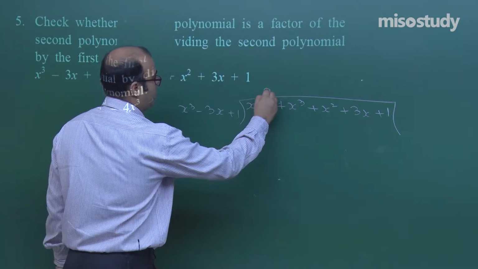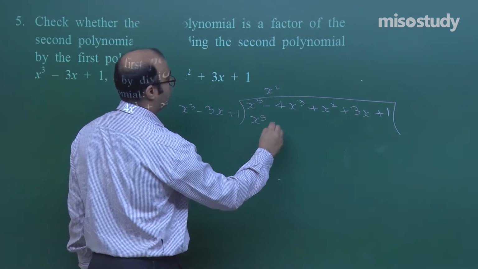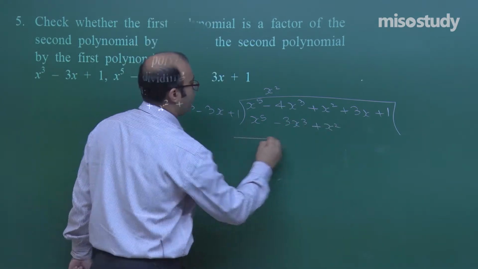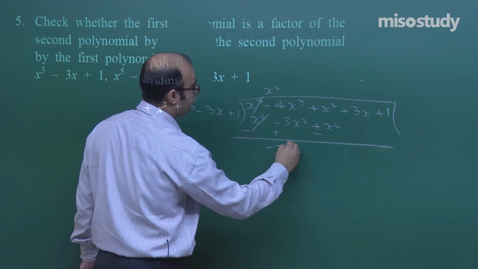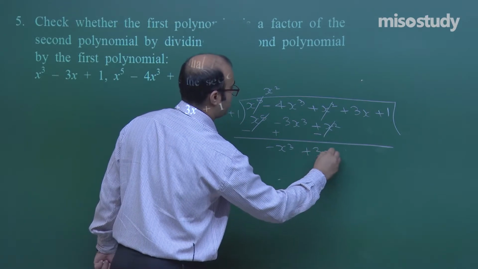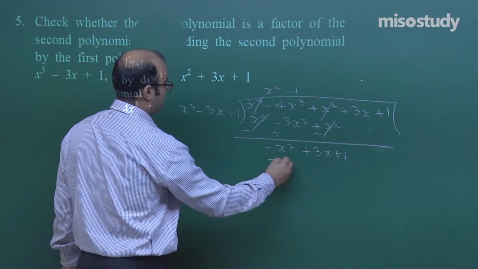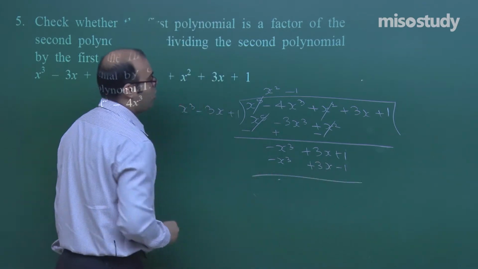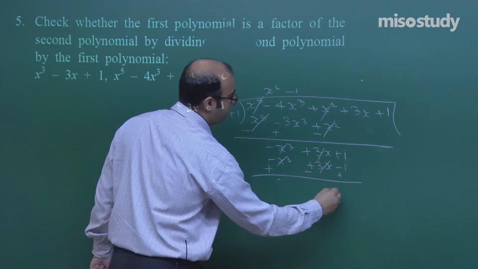So first of all we will multiply with x square, this will become x to the power 5 and next term will be minus 3x cube and next term will be plus x square. So we will do the subtraction, this will be minus, plus and minus, cancel, this will become minus x cube, this will become plus x square minus x square cancel, plus 3x plus 1. What we have to do next, multiply with minus 1, this will be minus x cube, next will be plus 3x and next will be minus 1. So when we do this, we observe this cancels, but this adds up to give 2.